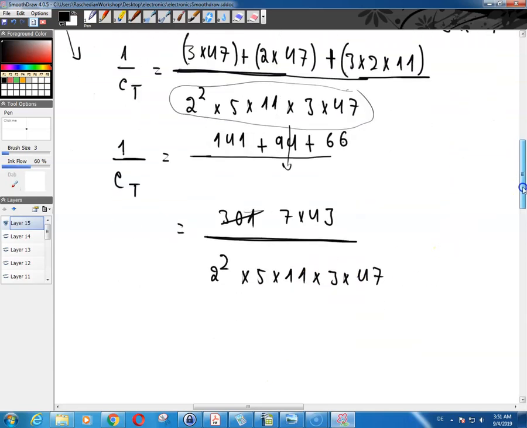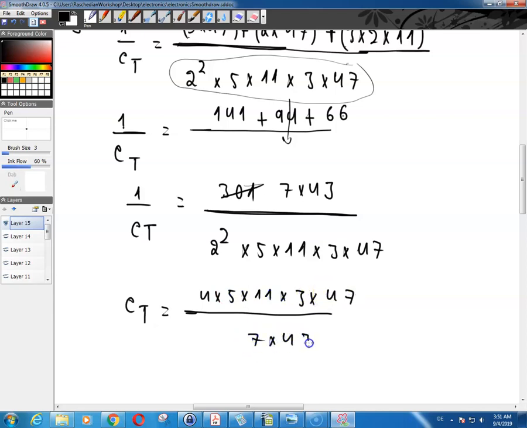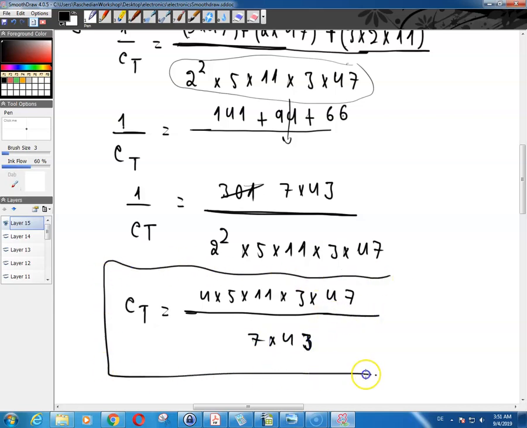So then you can just simply write this as 1 over C of t. And so C of t would be the reciprocal of this, which means that you have basically 4 times 5 times 11 times 3 times 47 over 7 times 43, and that is basically your capacitance here.